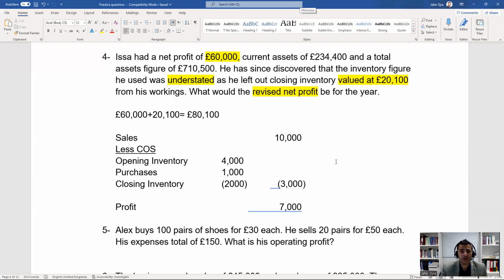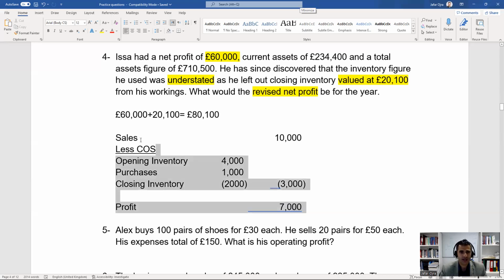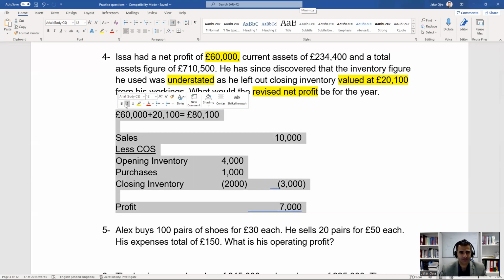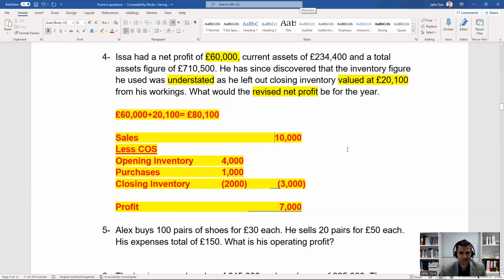Be careful, though. You might have in the question, instead of understated, overstated. If you have overstated, you need to do the vice versa: take it away from the revised profit. Deduct the amount of overstatement, not add it back. It depends, but as long as you understand how it works for understated, you should be able to work it out. And that's question number 4.